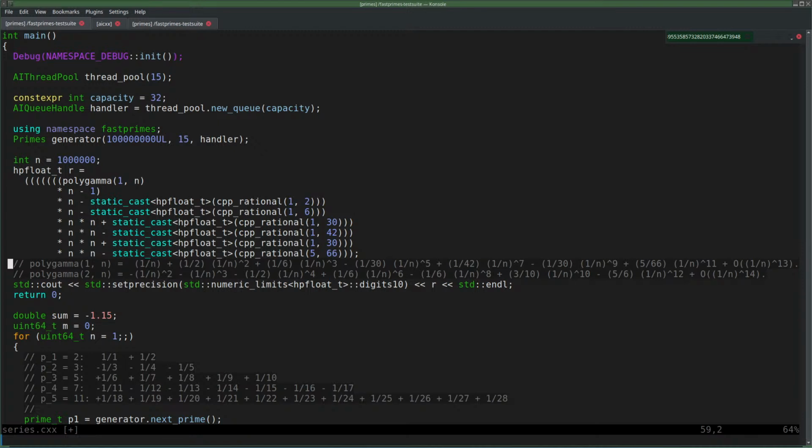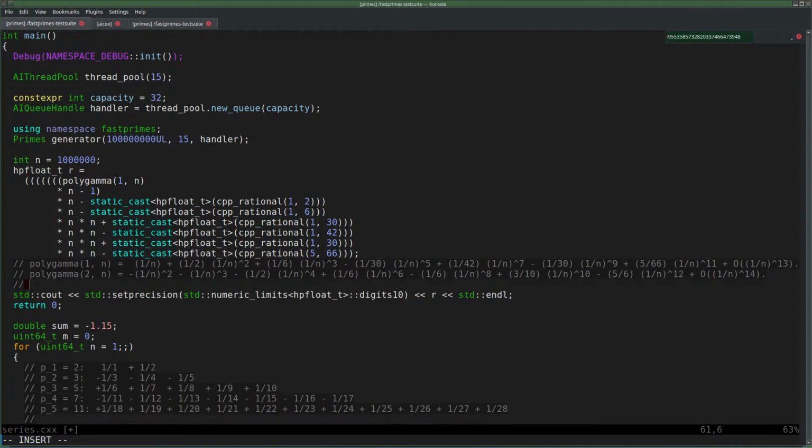Able more, yes, but no, I didn't commit it yet to GitHub, but this is just a primes test suite, a fast primes test suite repository. If you want it right away, I can just commit what I have now.